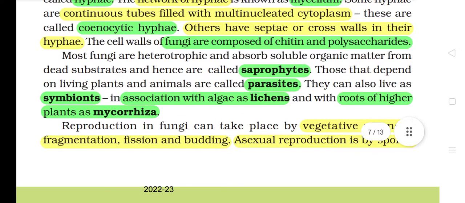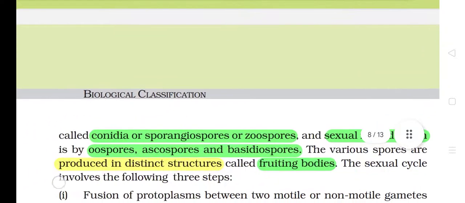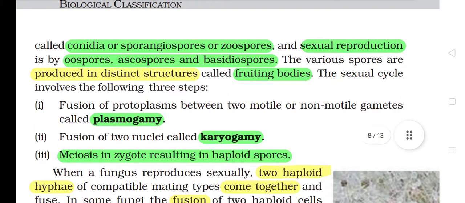Most fungi are heterotrophic and absorb soluble organic matter from dead substrates and hence are called saprophytes. Those that depend on living plants and animals are called parasites. They can also live as symbionts in association with algae as lichens and with roots of higher plants as mycorrhiza. Reproduction in fungi can take place by vegetative means, fragmentation, fission, and budding. Asexual reproduction is by spores called conidia or sporangiospores or zoospores, and sexual reproduction is by oospores, ascospores, and basidiospores.